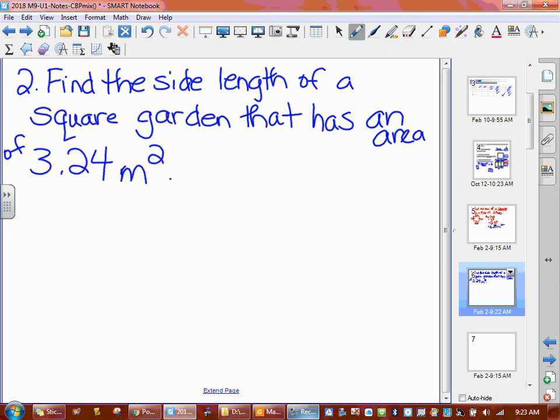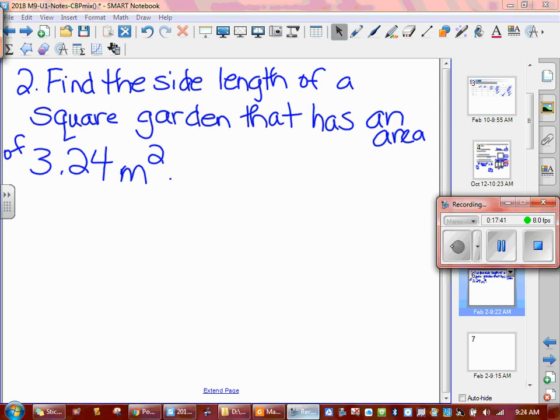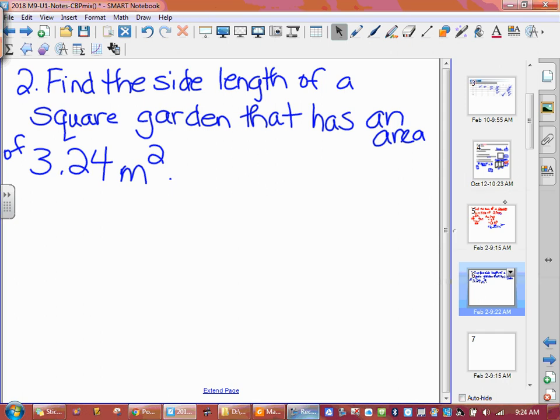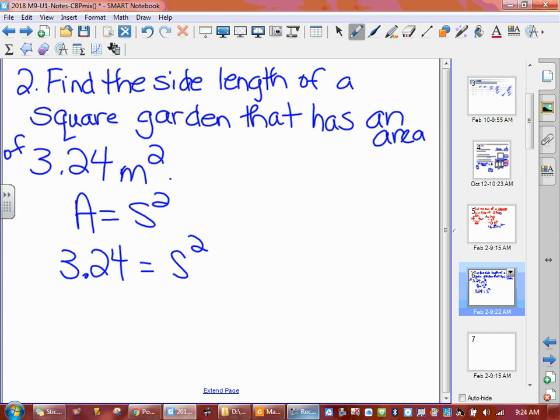Okay, so area is equal to side squared for our garden. We know that 3.24 equals side squared. Whenever we've got a squared, if we want to undo a squared, we need to square root to undo the squared sign. If we undo that squared sign, these now cancel. And that gives us our side length of one side of our garden. It is equal to how big? 1.8 meters. So the side length is 1.8 meters.